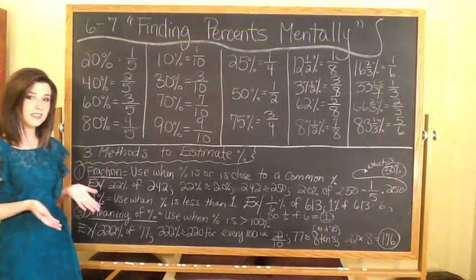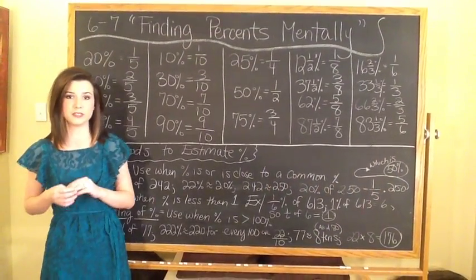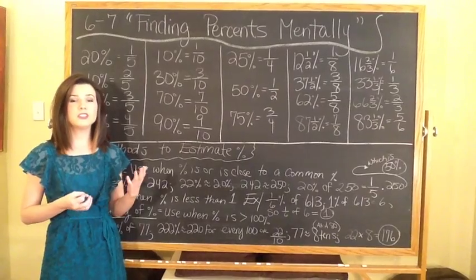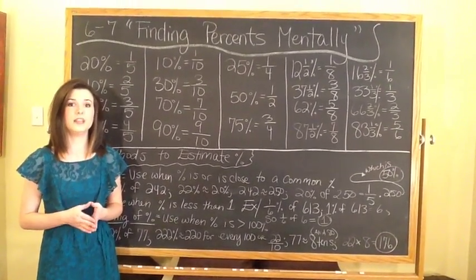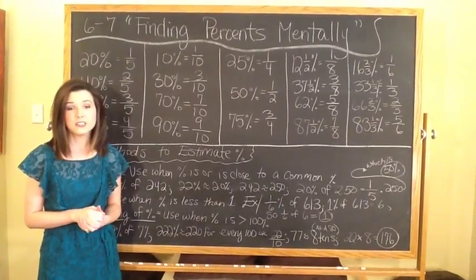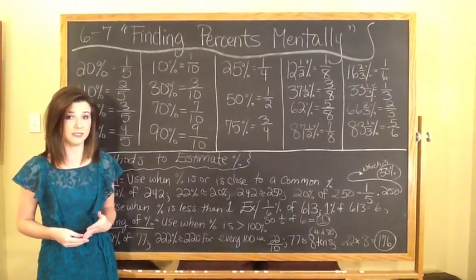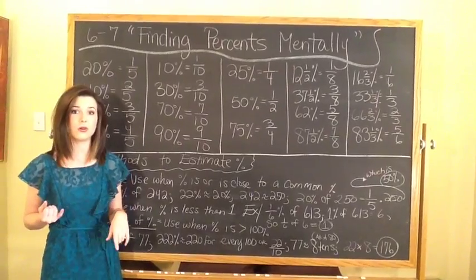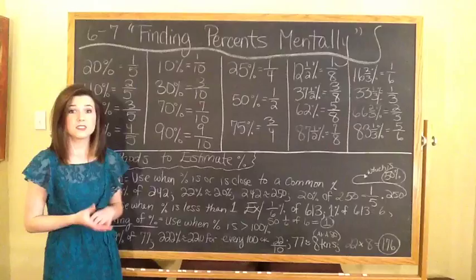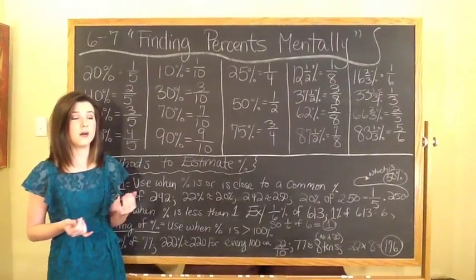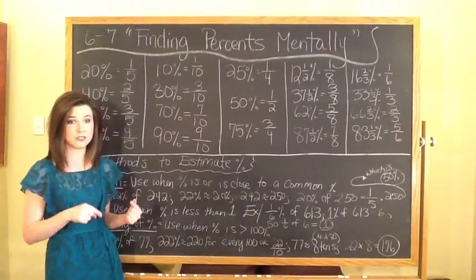Welcome to Lesson 6-7. Today we're going to be talking about finding percents mentally. We're actually going to do some writing, but basically what we want to do is find the quickest way to find percents. This is a very practical lesson, something useful when you're finding a tip for a restaurant, things like that. So let's really pay attention and listen to what we need to learn for this lesson.